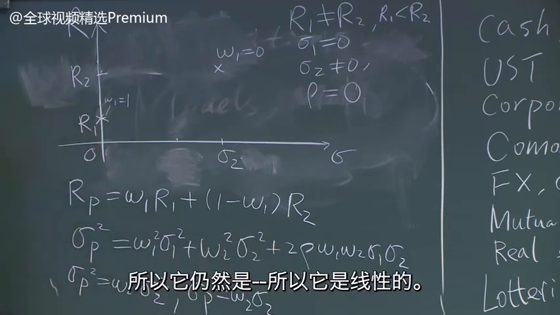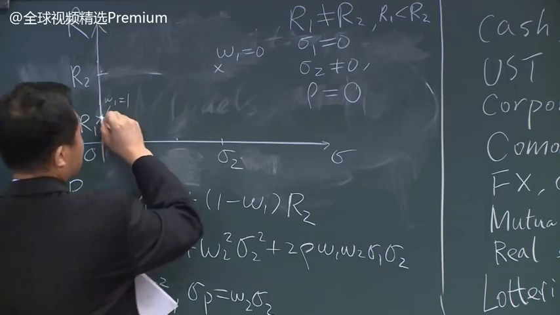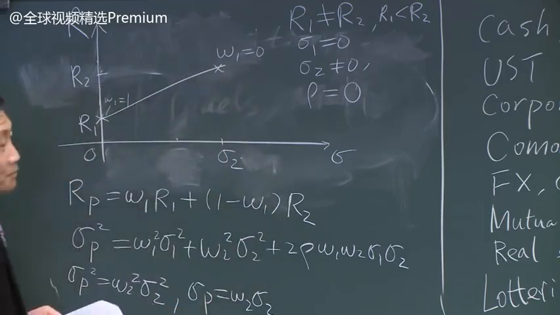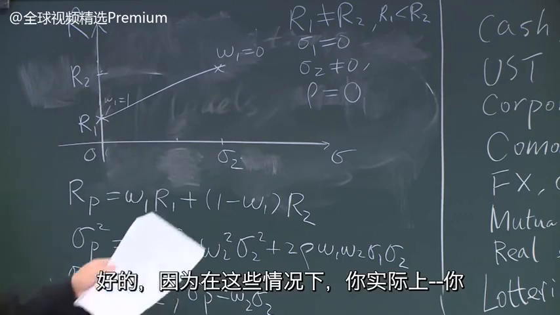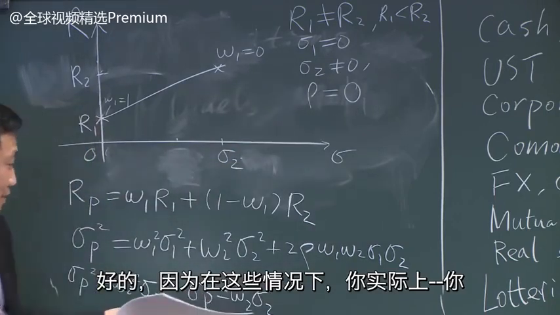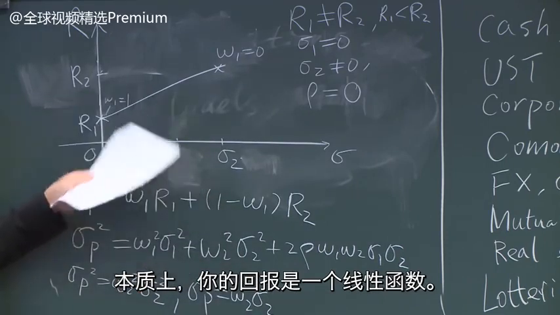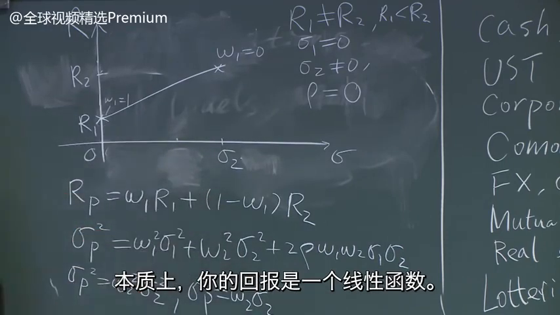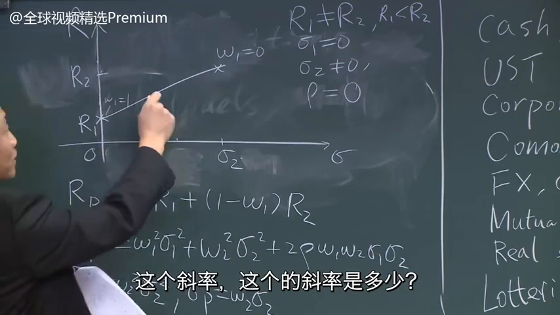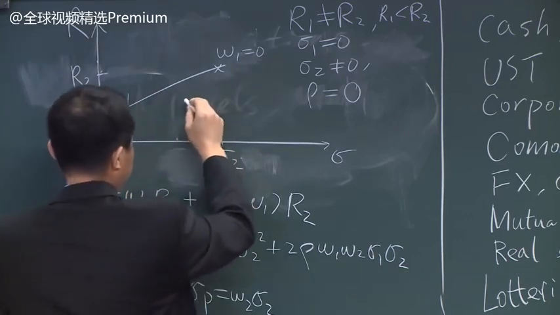So it's still linear. Okay, so because in these cases return is a linear function, and the slope. What is the slope of this?